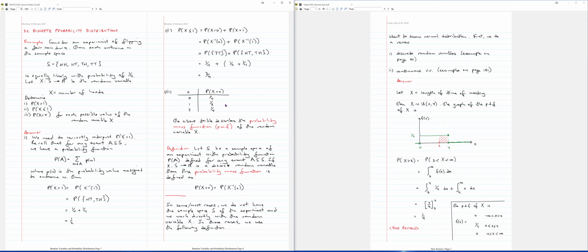So this is an example of a probability mass function for a discrete random variable. When we get to the continuous case, it's something like this, but it's not going to be identical. In the case of a continuous random variable, what you're going to have is a probability density function, not a probability mass function.